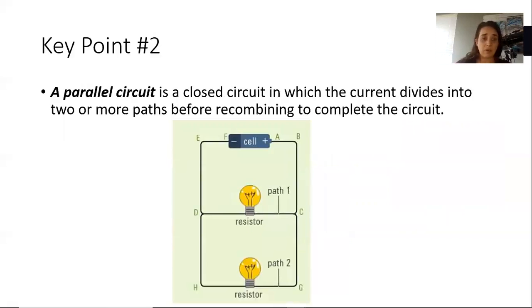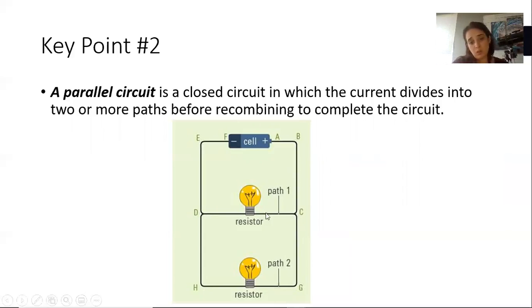Okay, next key point. A parallel circuit is a closed circuit in which the current divides into two or more paths or branches before recombining to complete the circuit. Right, so here we have a little bit of a different situation. The current comes out of the battery, follows this one wire, and then over here reaches this point, a junction. So here the current has to decide what it wants to do.